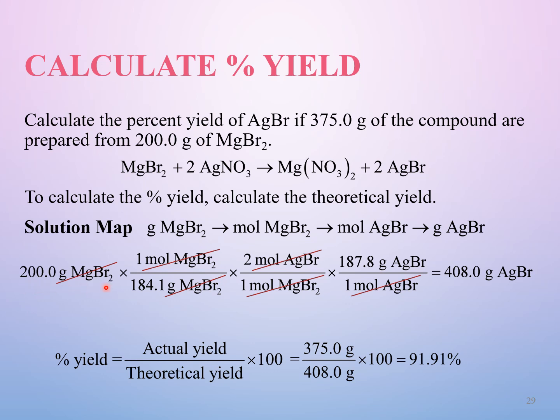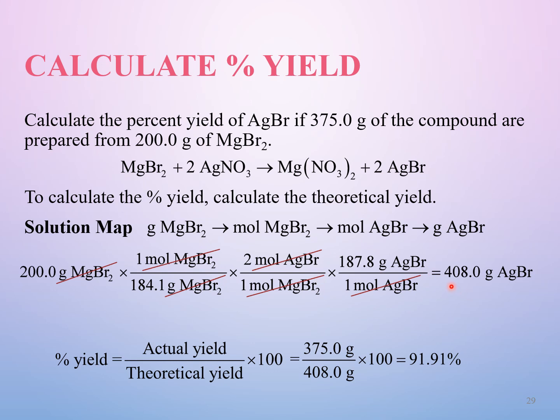You take grams of MgBr2, you turn it to moles of MgBr2. We do the mole to mole ratio. 2 moles of AgBr is made from 1 mole of MgBr2. So you see here 2 moles of AgBr on the top, 1 mole of MgBr2 on the bottom. And then once we get AgBr, we convert it to grams of AgBr.